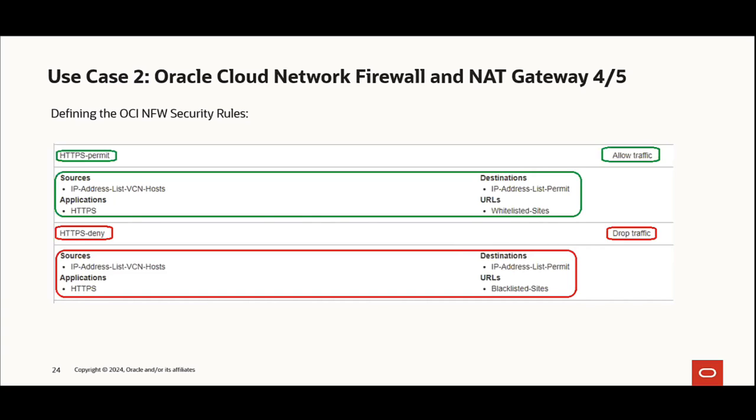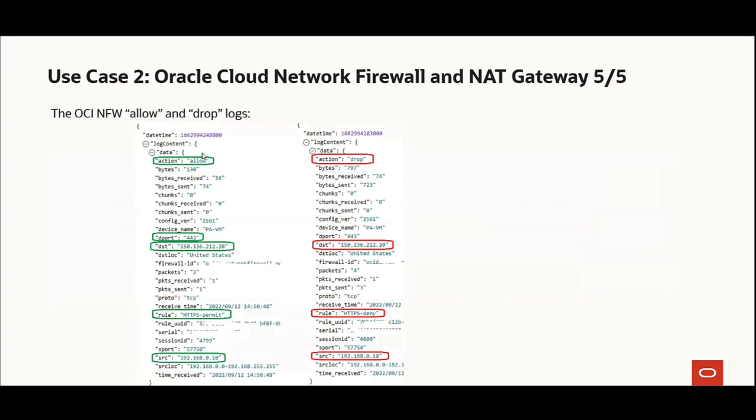And let's see, once we are originating the sessions from our VM to production1 and 2, how the logs look like. Remember, this traffic needs to be allowed, right? So we have this allow and drop. The action allow here is depicted by the green part of the log. We have the destination port 443, we have the destination 150, we have the rule that was used, which is HTTPS permit, and my traffic is coming from 192.168.0.10, right? And the traffic is allowed.